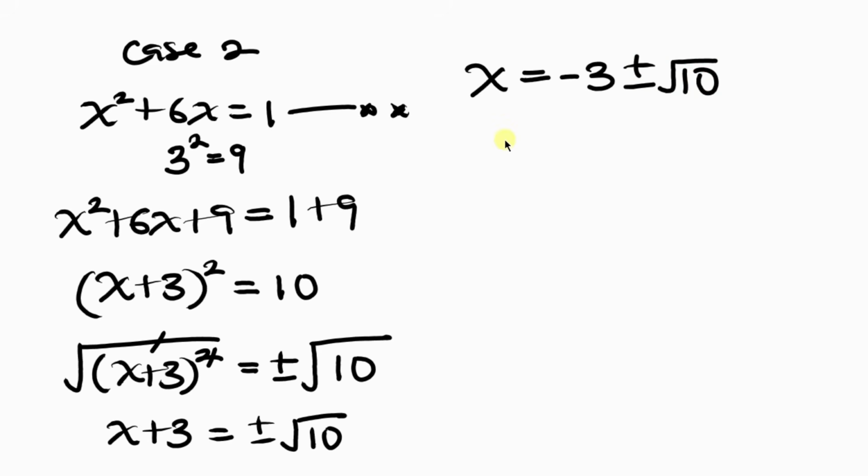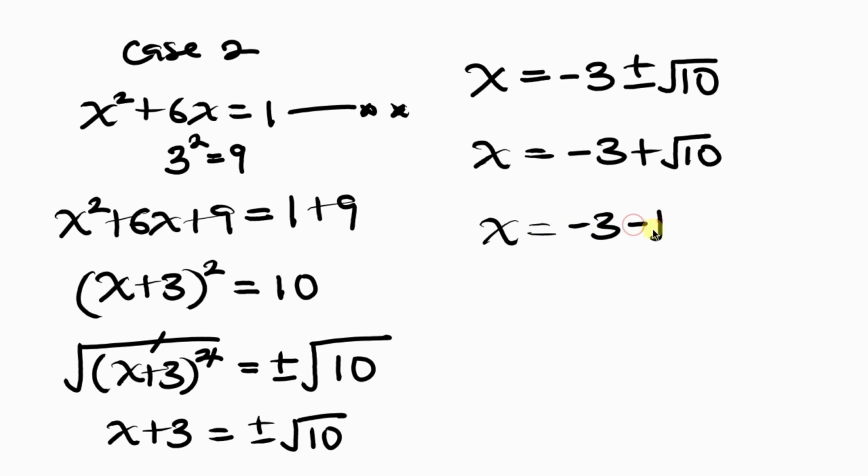So there are two values of x here. We have the first one to be negative 3 plus the square root of 10. And we have the second one to be negative 3 minus the square root of 10. So in total, we have 4 values of x.